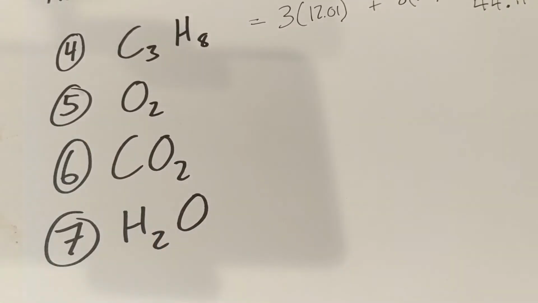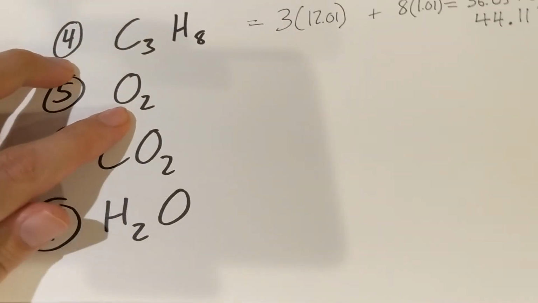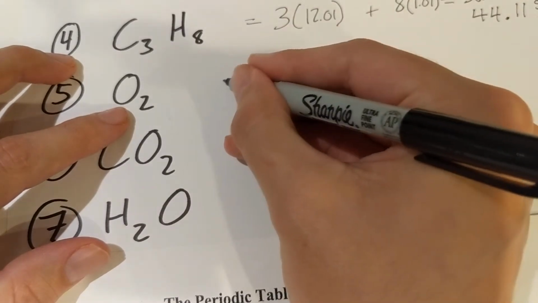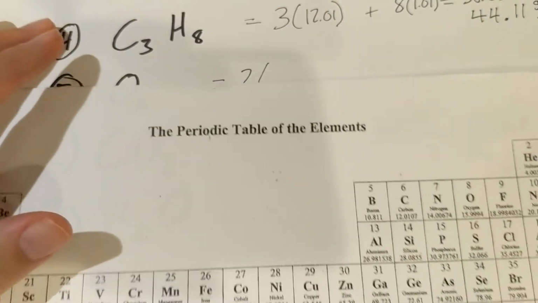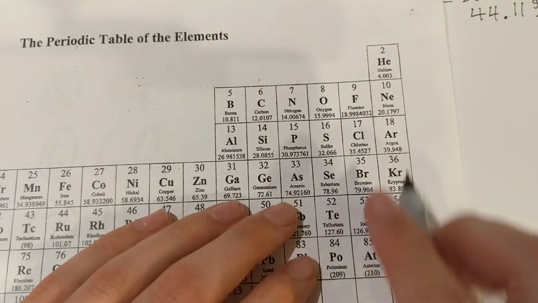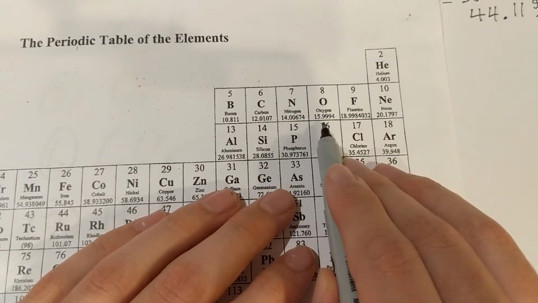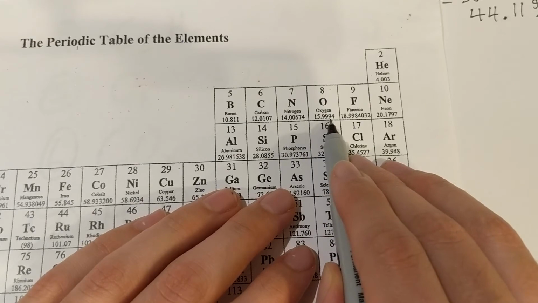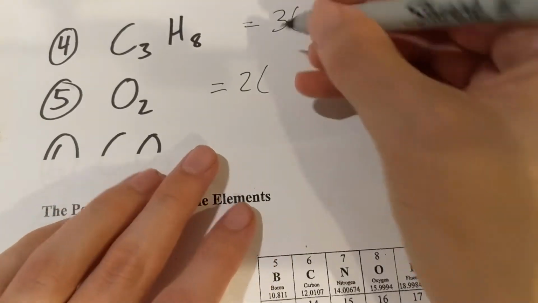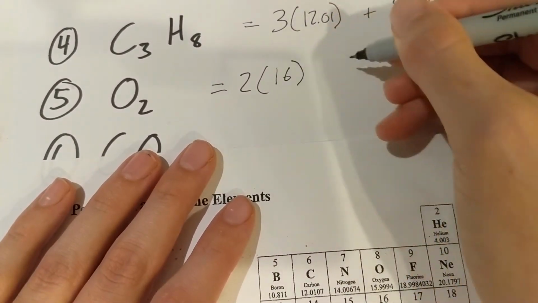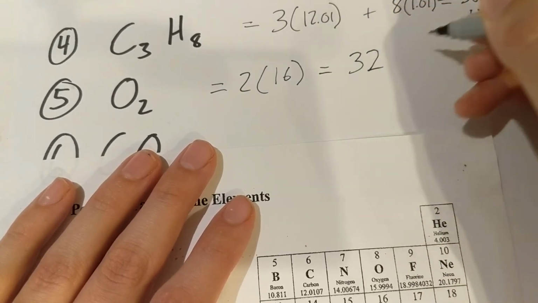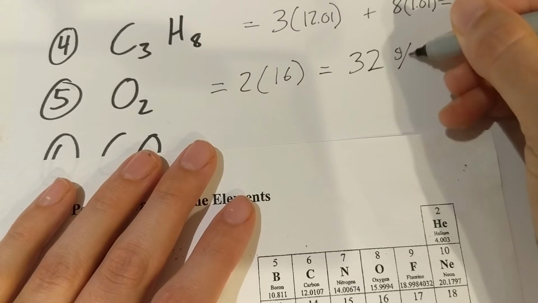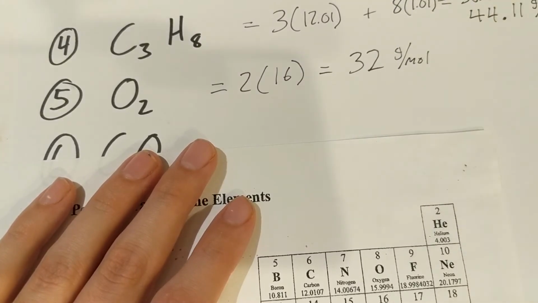All right, the next one we're finding is O2. This one will just be 2 oxygen, so we'll multiply the mass of oxygen by 2. You can find it right here: 15.9994. We're going to round that up to 16. And our molar mass of oxygen is 32 grams per mole.